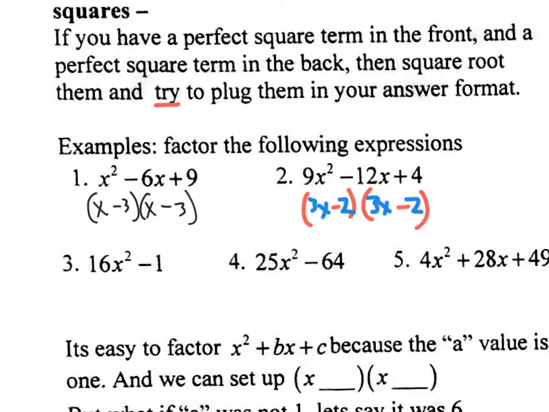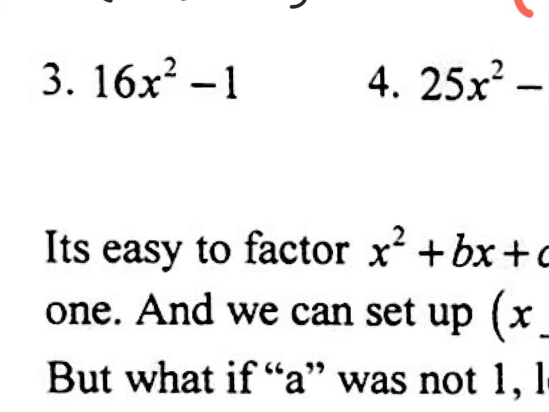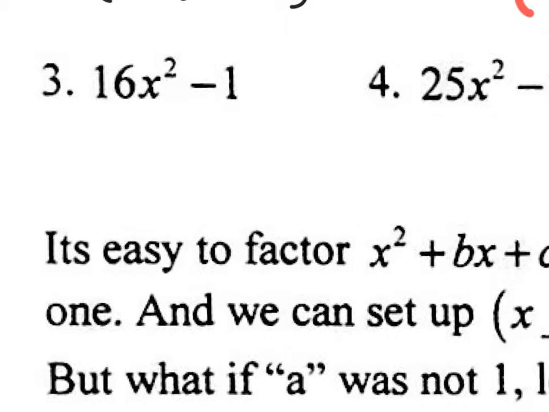So let's do one more here. Let's take a look at number 3. If you didn't know this trick, then you'd pretty much be stuck. But this is a perfect square term. This is a perfect square term. So we can take the square root of each and plug it into our answer format, right? So here's my answer format, parenthesis, parenthesis. Let's do the square root of 16x squared. What is it? 4x. So let's all write down a 4x.